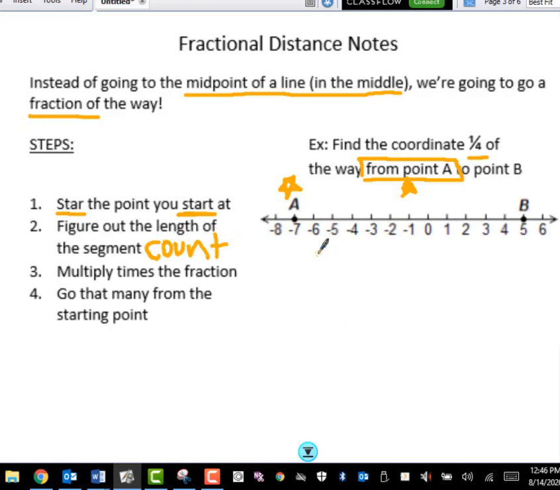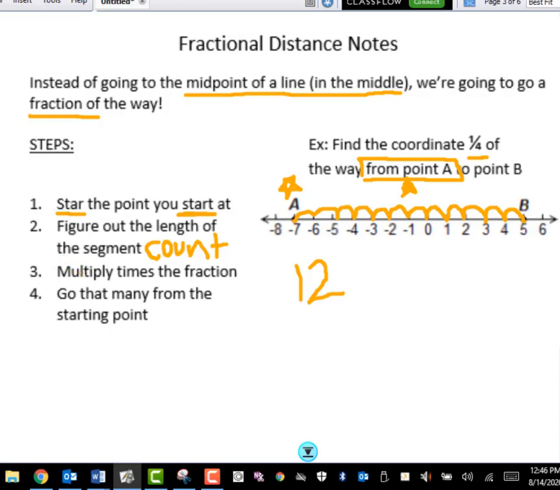So this is the same first step as we did last time where we're counting all the way. So we start here, we don't start counting until we move. So 1, 2, 3, 4, 5, 6, 7, 8, 9, 10, 11, 12. That's how far the whole thing was. That is not my answer.